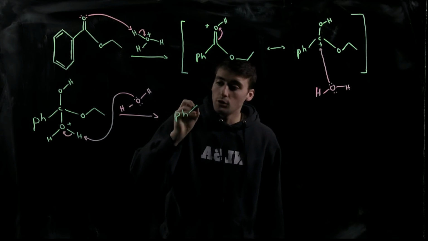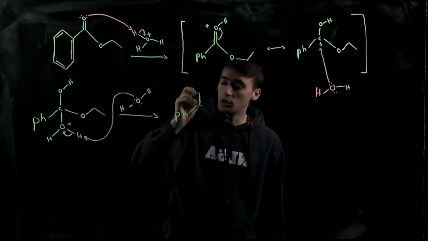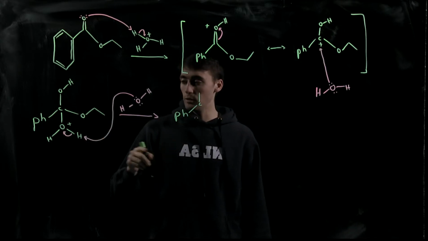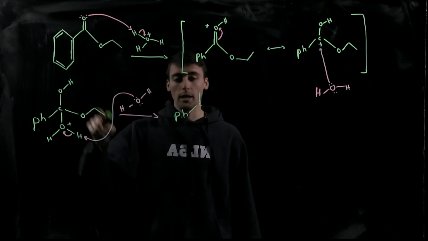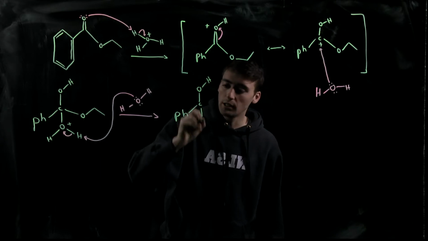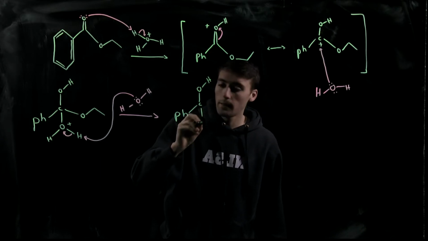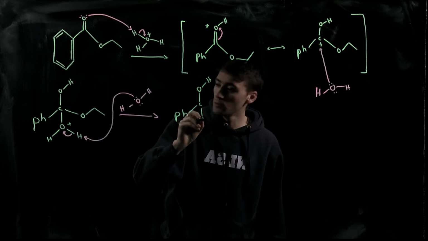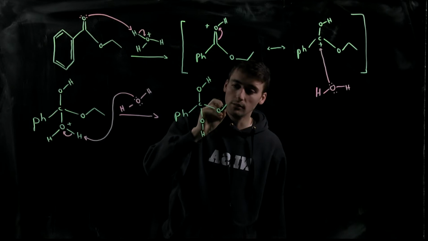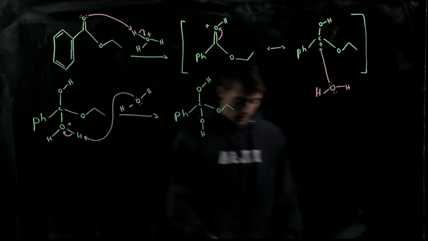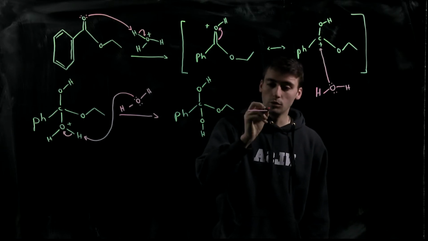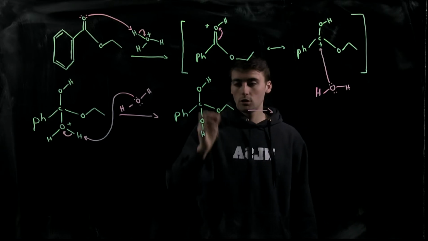So then from here you have your next step of the mechanism, which is you're going to have to make a good leaving group. Right now, this is a bad leaving group, so we're going to have to worry about protonating this ethoxy group and turn it into a good leaving group to leave the ethyl benzoate intermediate. So to do so, we have to attach a hydrogen to this oxygen here.